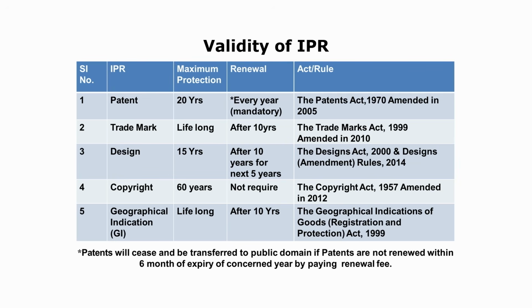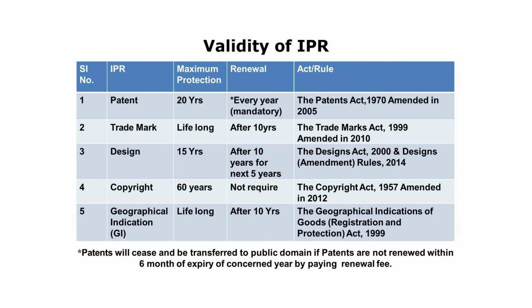So, validity of an IPR. Typically an IPR like a patent can have a validity of 20 years. Renewal is mandatory on a yearly basis, so it is an annual renewal. The act under which patents come is the Patents Act 1970, amended in 2005. That is as far as the latest public information is concerned. Trademark is typically lifelong and has to be renewed after 10 years. The Trademarks Act of 1999, amended in 2010, is what is typically followed unless there is a later one.